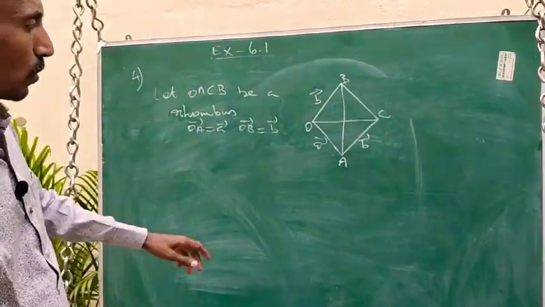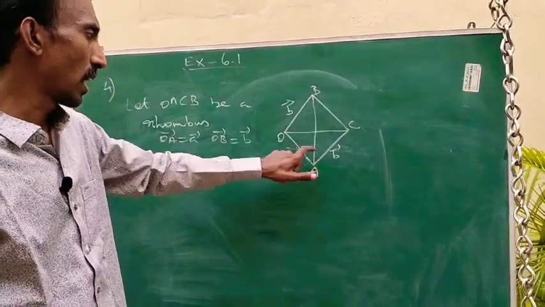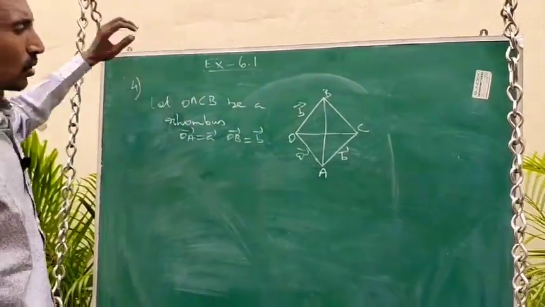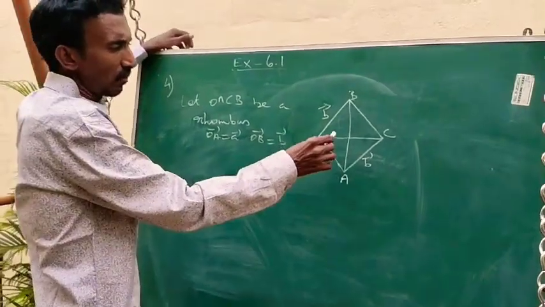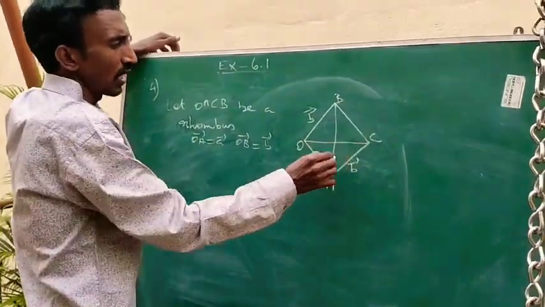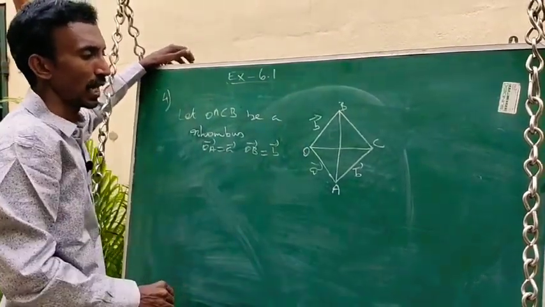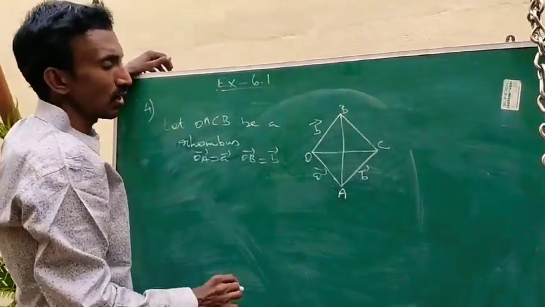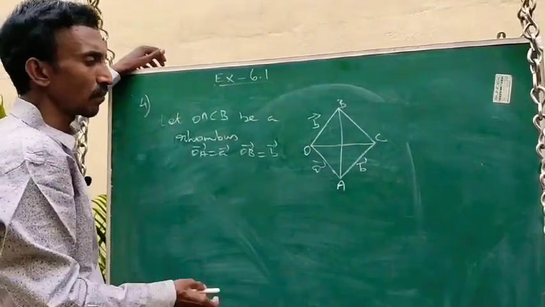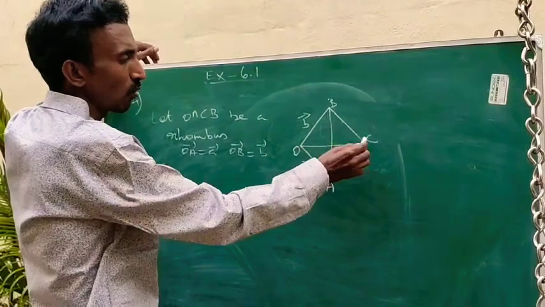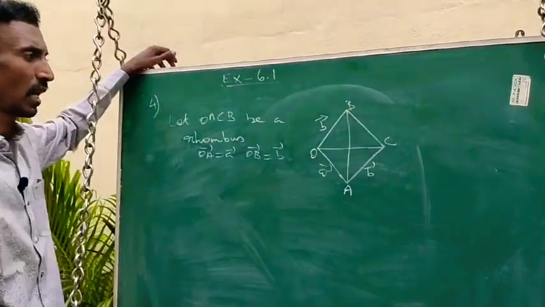Our aim is to prove the diagonals OC and AB bisect each other at right angle. So first, right angle means our aim is to prove OC dot AB equals 0, as in the previous three sums. We are using the scalar product. The scalar product is 0, then the angle is 90 degrees. And once again, bisect means our aim is to prove midpoint of OC is equal to midpoint of AB.